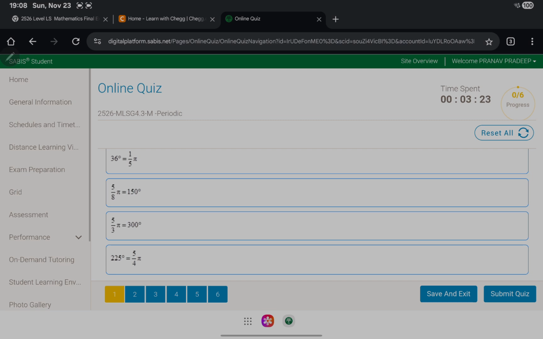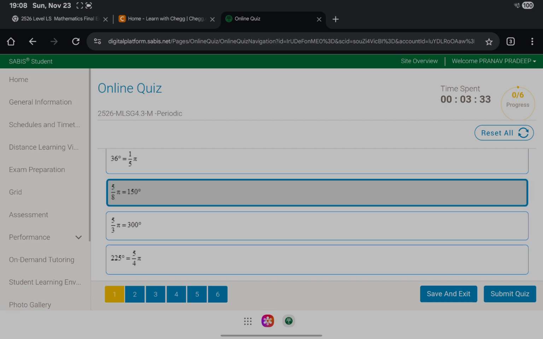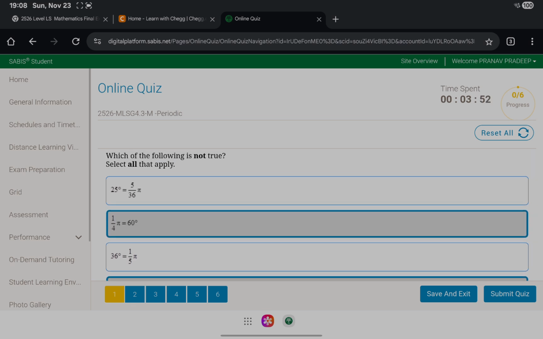5 times 180, you get 900, and you divide that by 8. Do you get 150? No, you get 112. So let's just check these ones. 5 times 180, 900 over 3. This one's correct. 5 times 180 over 4, that gives you 225. Okay, so these are the only ones that are incorrect.